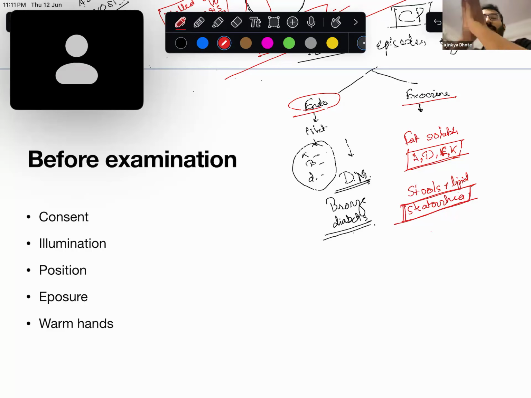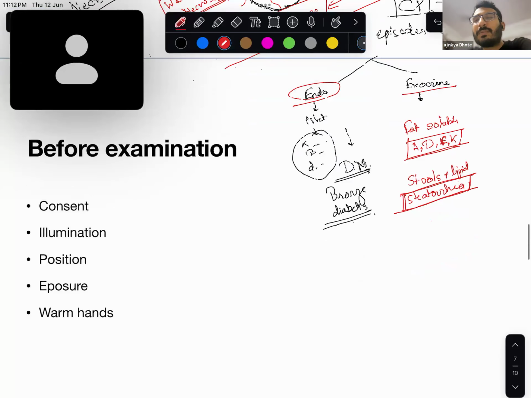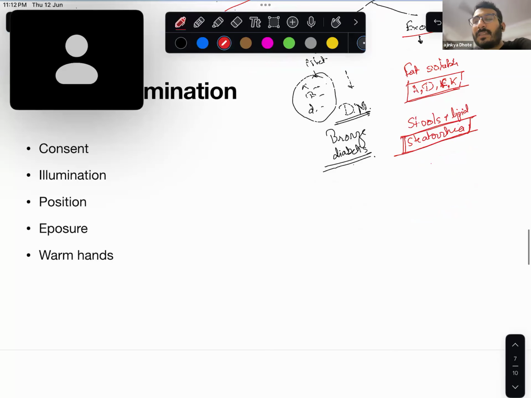Second thing is warm hands. This is a good practice: before palpating the patient, you should always make your hands warm and then palpate the patient. These points I don't need to tell you in detail, but all of this is very important.